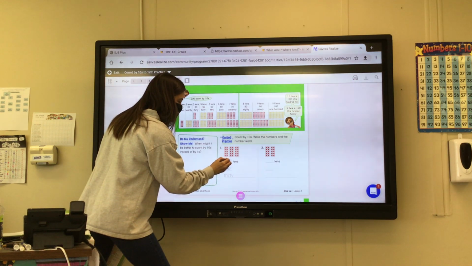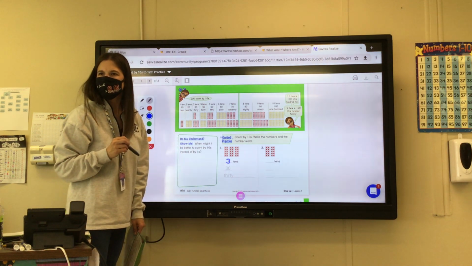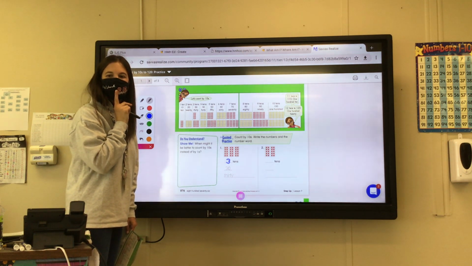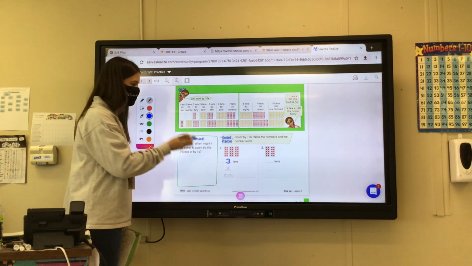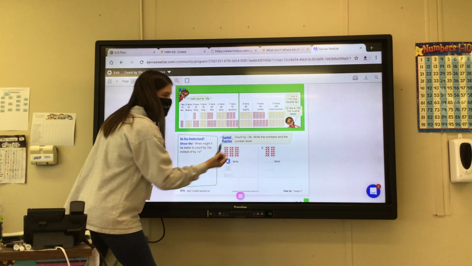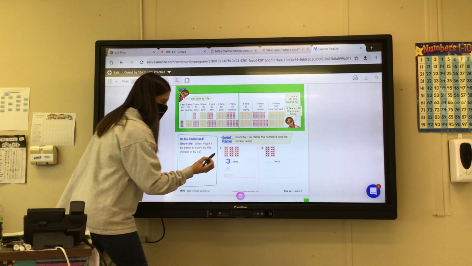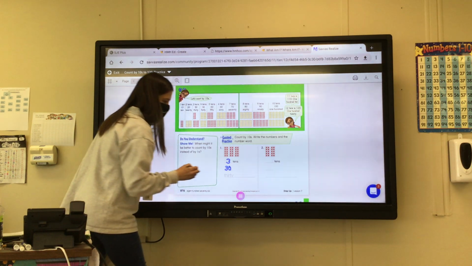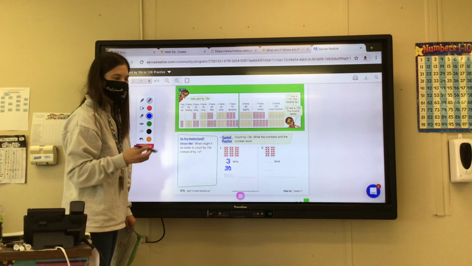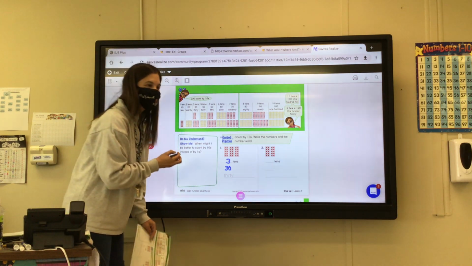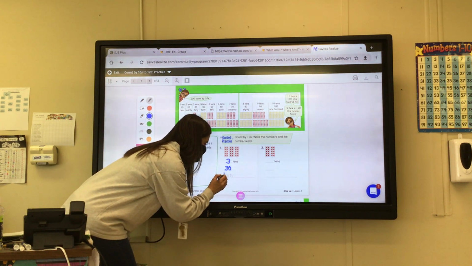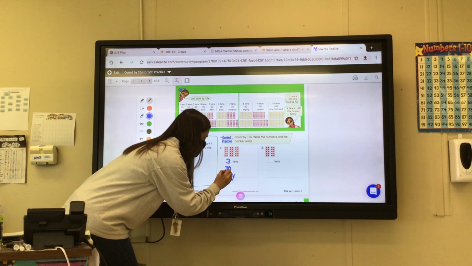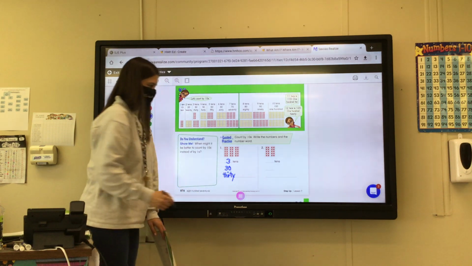We have 3 groups of 10s, right? PJ, look up here. We're not counting up at the top right now. We're doing down here. We have 1, 2, 3 10 frame groups of 10. So 3 10s make how many altogether? 30. 10, 20, 30. And then you're going to write 30. T, H, I, R, T, Y, 30. Go ahead and trace that.